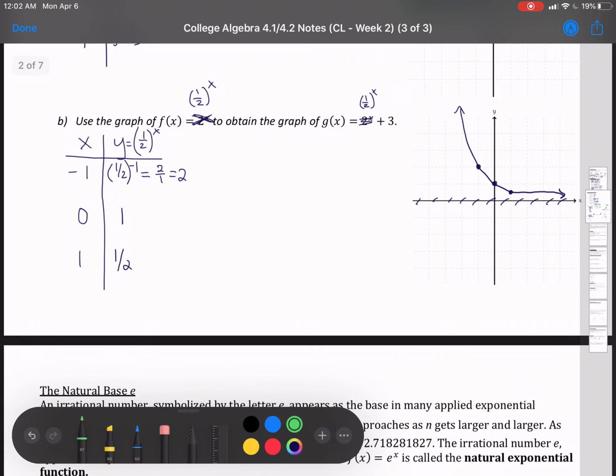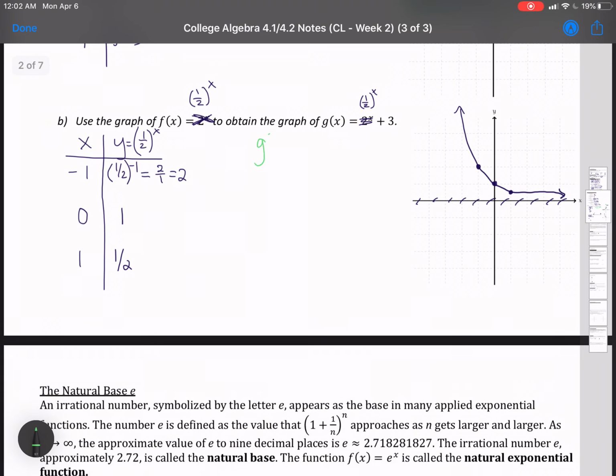All right, so now if we want to graph g of x, which is f of x shifted up 3, everything's going to move up 3, and that includes this horizontal asymptote. I keep saying that wrong. So we shift that up 3, and then shift each of your points up 3 as well. That will give you your new graph for g of x. And be careful again not to cross that asymptote.